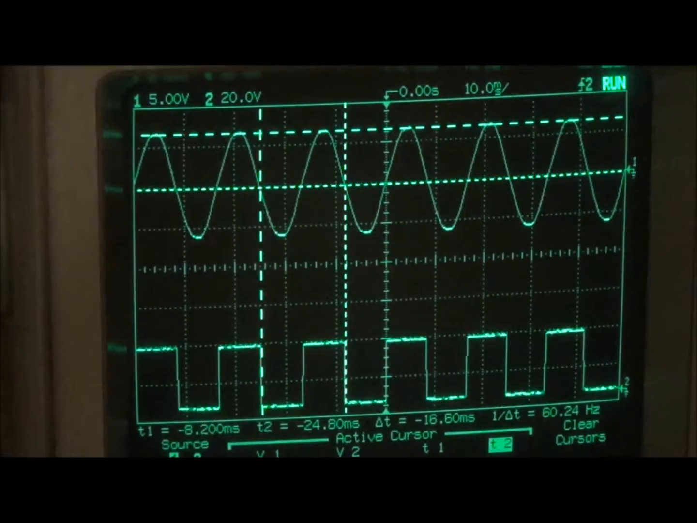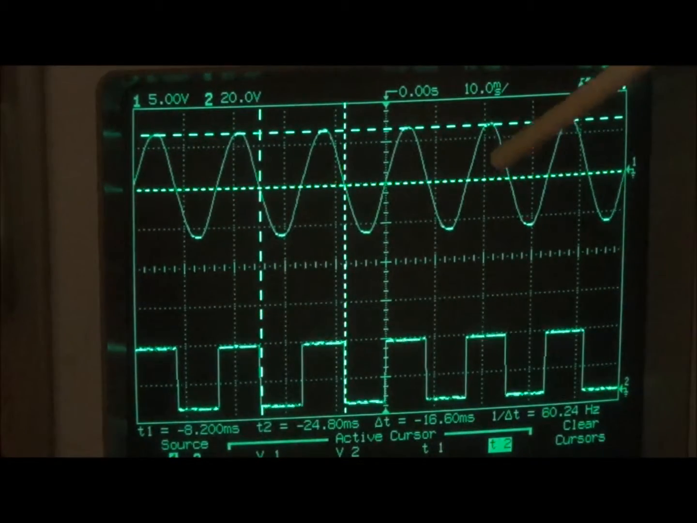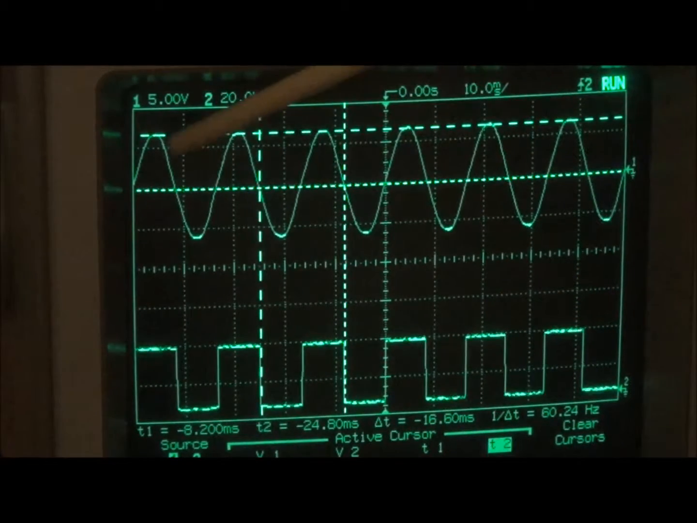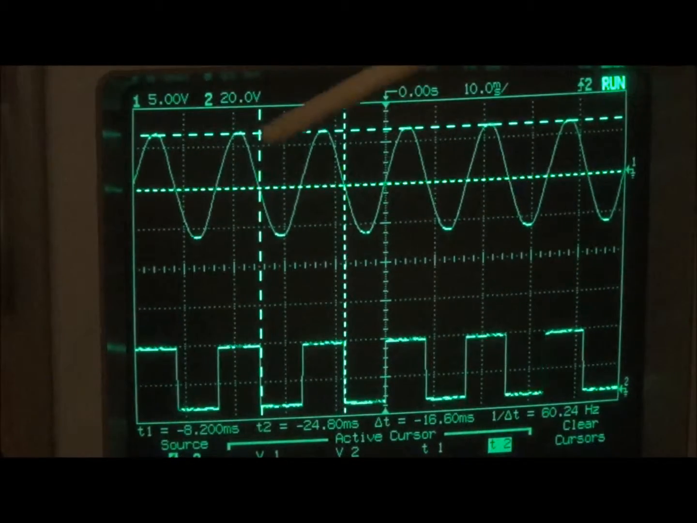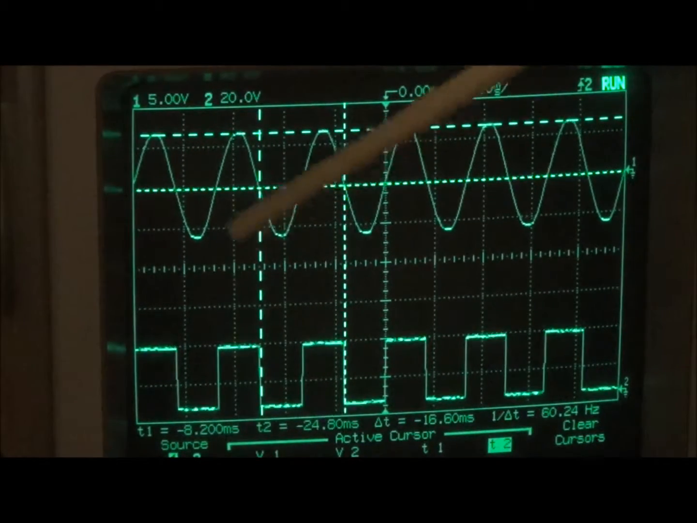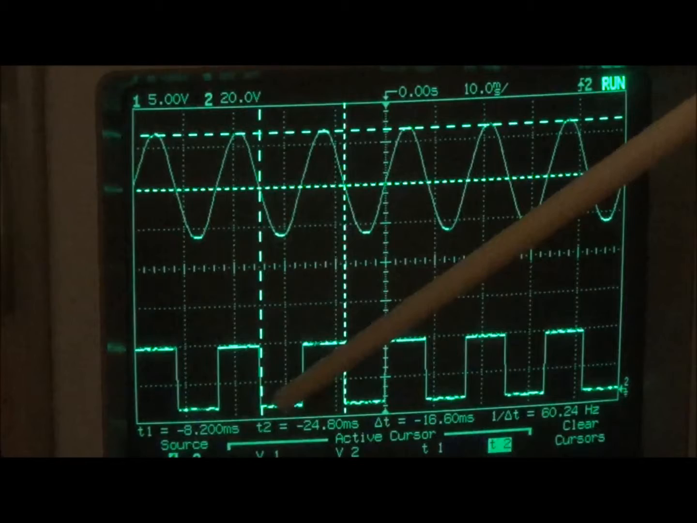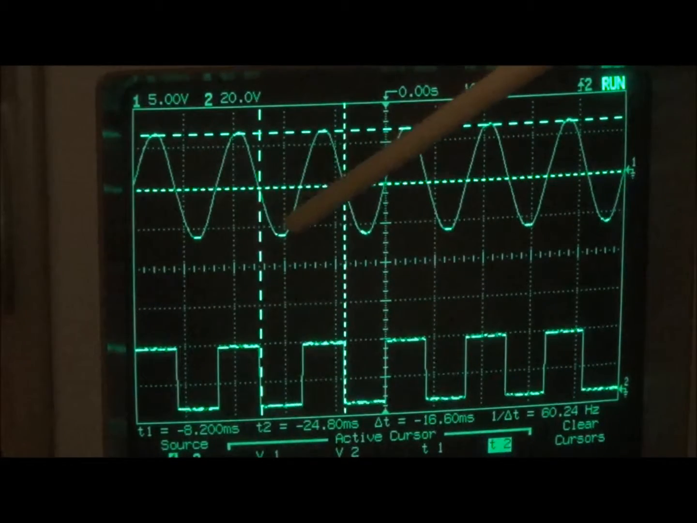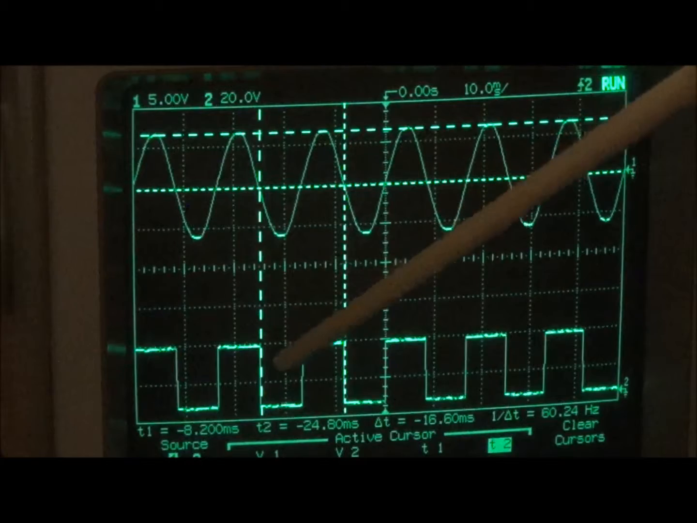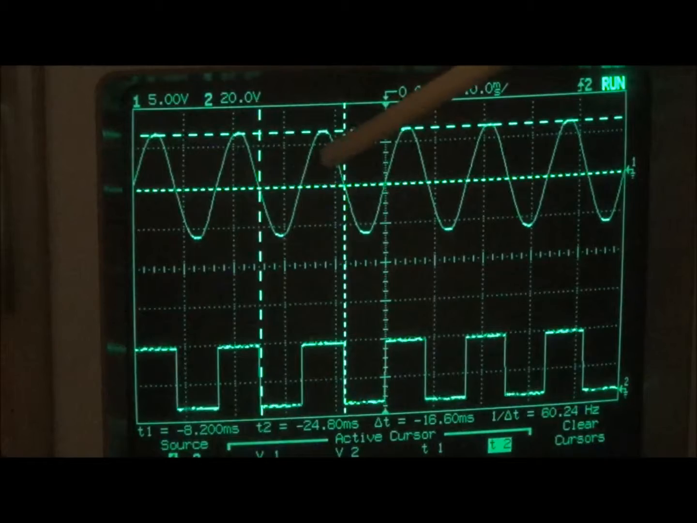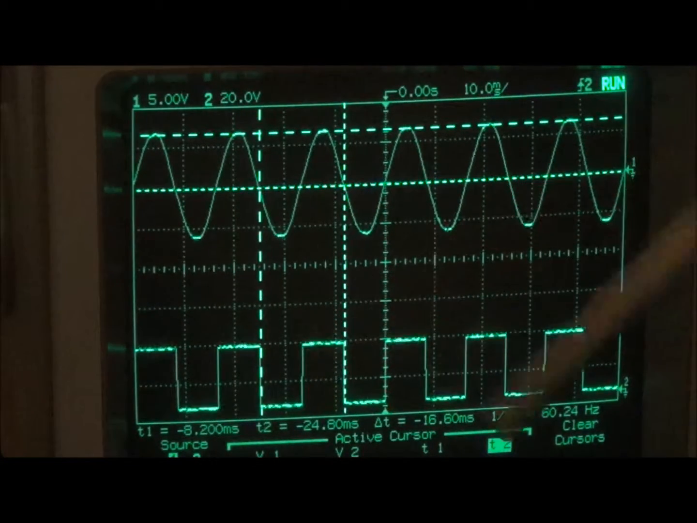Here are the waveforms. What you see at the top is the input going to the operational amplifier, and here is the output. I have placed cursors. This horizontal cursor here is the zero voltage point for the AC wave, and the vertical cursor where it intersects. As you can see, on the negative cycle, we do not have a pulse, and for the positive part of the AC wave, we have a pulse.